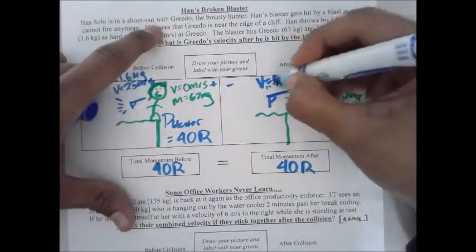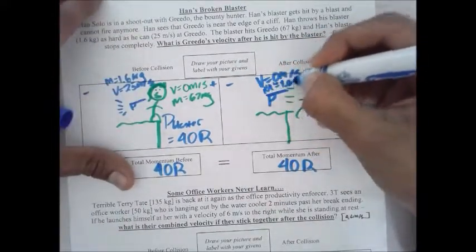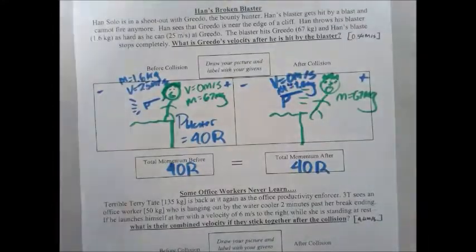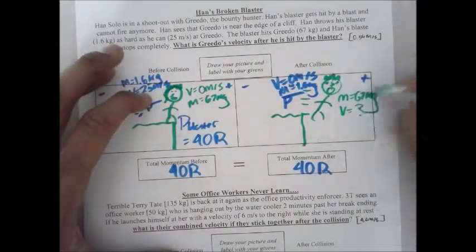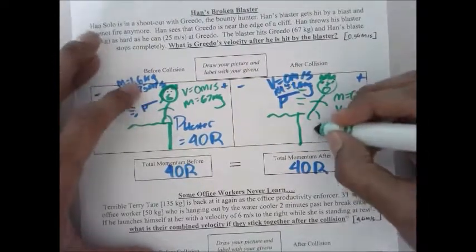So the blaster isn't actually moving to the right anymore. It has a velocity of 0 meters per second. And so this actually has no momentum. So it doesn't matter what its mass is. The blaster doesn't have any momentum. The only thing that has momentum is Greedo. And if Greedo has a mass of 67 kilograms and he has some velocity, we don't know what that is, so we can do some calculations.